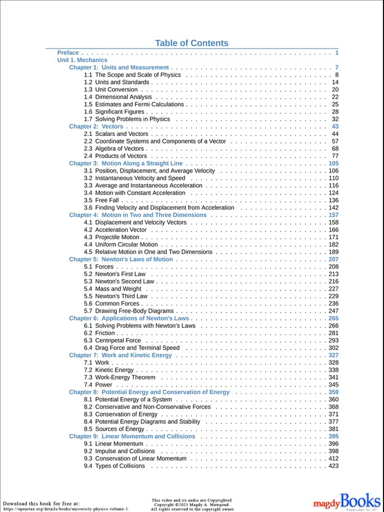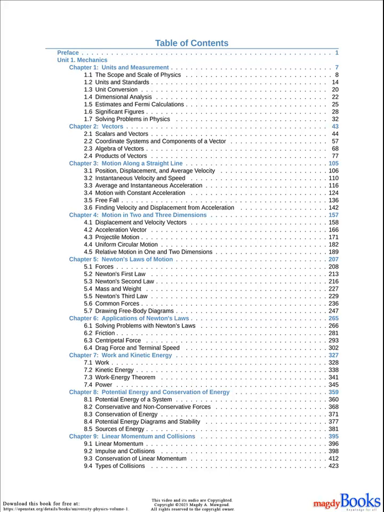Chapter 2. Vectors. 2.1. Scalars and Vectors. 2.2. Coordinate Systems and Components of a Vector. 2.3. Algebra of Vectors. 2.4. Products of Vectors.